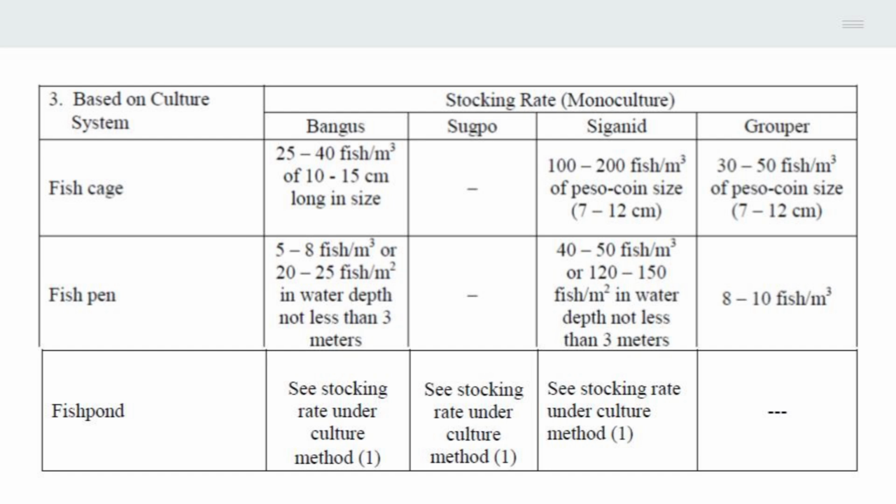Since ponds allow for different culture intensities, the stocking rates depend on the production method used, whether it's extensive, semi-intensive, or intensive farming. In this table, the stocking rates for fish ponds are not specified, but are instead referenced under another classification that considers food availability and culture intensity.